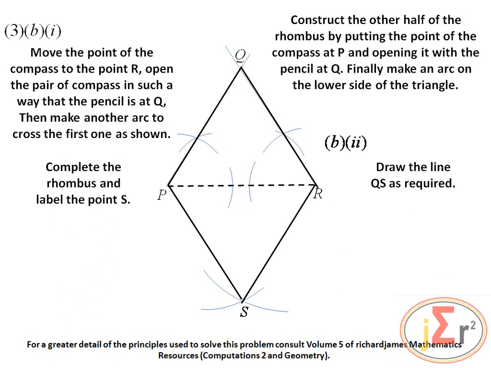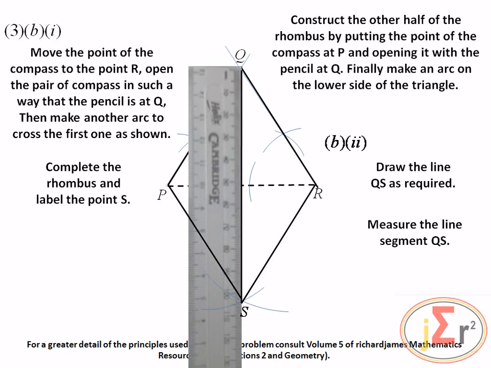Draw the line QS as required. So that is QS, just going from Q to S, and we are going to measure the line segment QS. And of course we can see the beginning here, 10, 20, of course that is millimeters, so we can go to centimeters. 1, 2, 3, 4, 5, 6, 7, 8, 9, 10, and of course a little less than half, so about 10.4 centimeters. That's what we have, 10.4 centimeters.